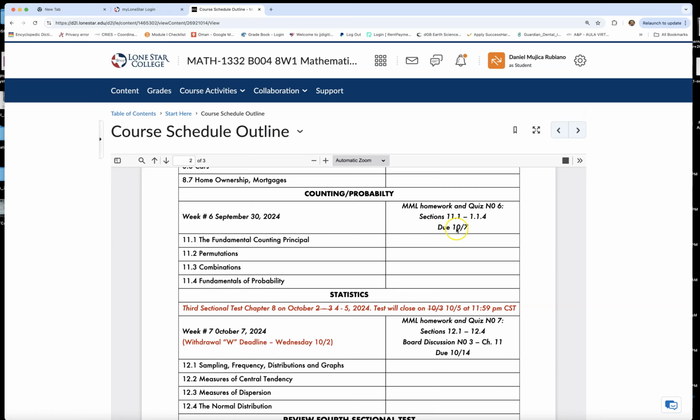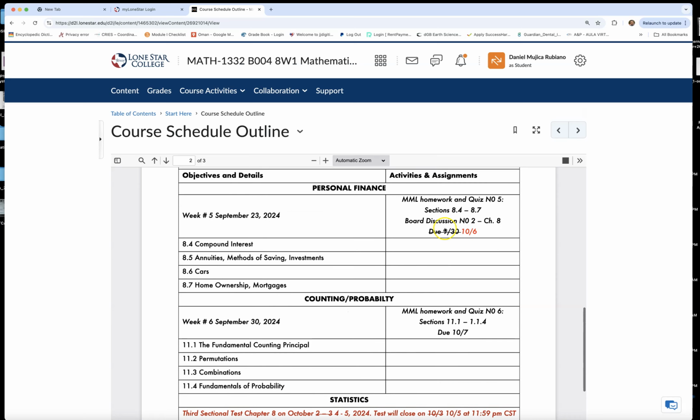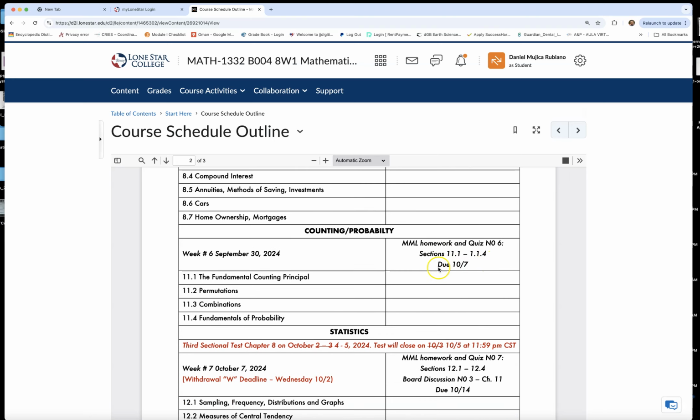Not this one, the 10/8, because that's what I remember. That was due on Tuesday, October 8. Probably what I'm going to give you is a little bit more time because I know that over this weekend we had the third sectional test, and the board discussion number 6 was also due. So I know that you were busy with that, so definitely I will give you more time on this.